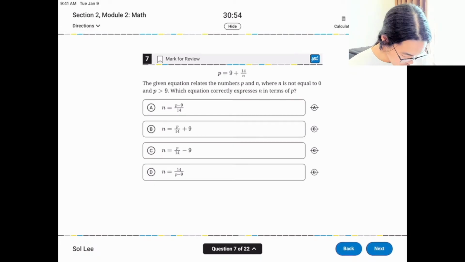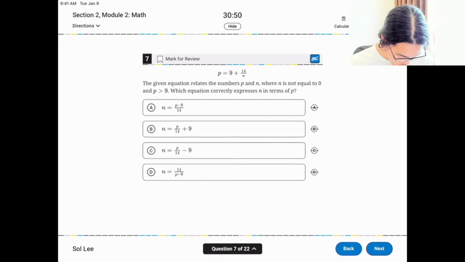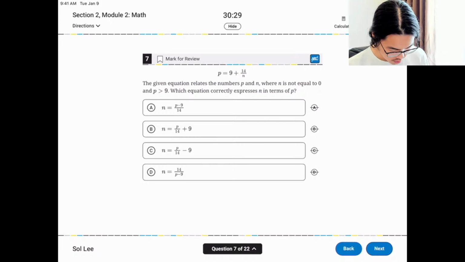Okay, the equation relates numbers p and n, where n is not equal to 0, and p is greater than 9. P minus 9 over 14. No. P minus 9. 14 over P minus 9. Okay.